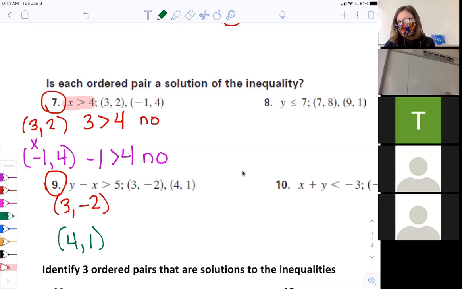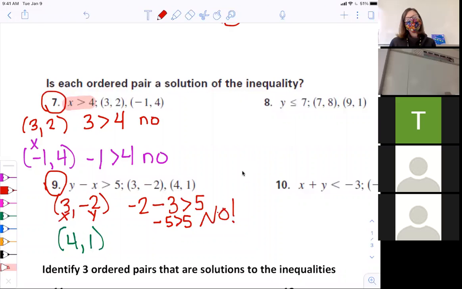So you have to do number 9 as well. Number 9 says y minus x. Remember, y is the second variable. So y is -2, minus x, which is 3. And then is that greater than 5? -2 minus 3 is -5. -5 is smaller than 5. So now you just have to do that other one where you're plugging in the x and the y value.